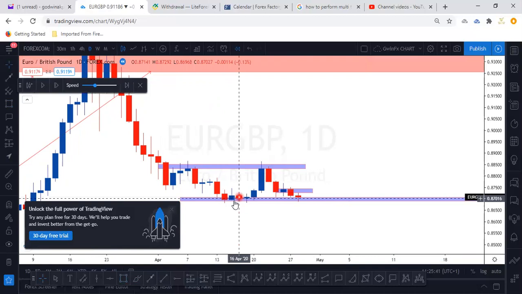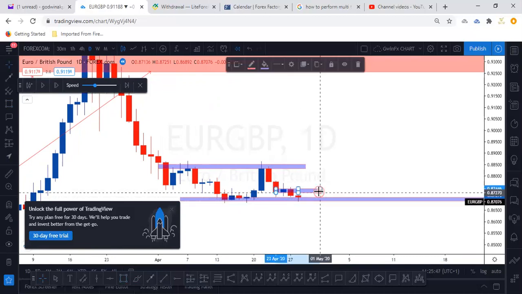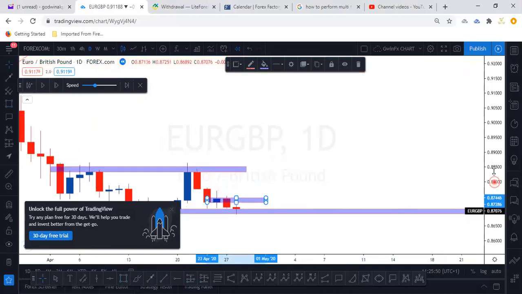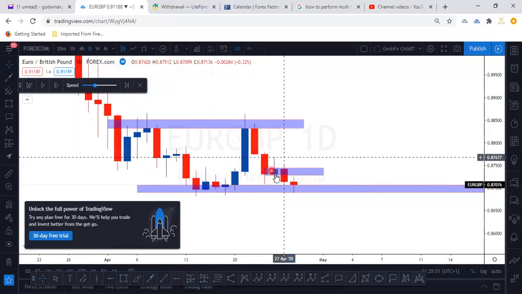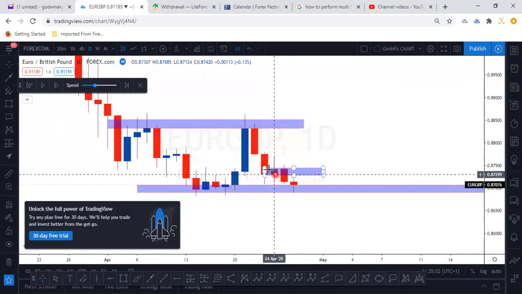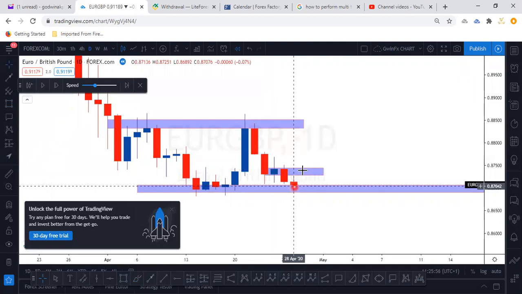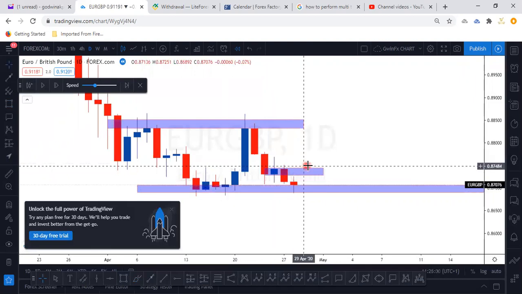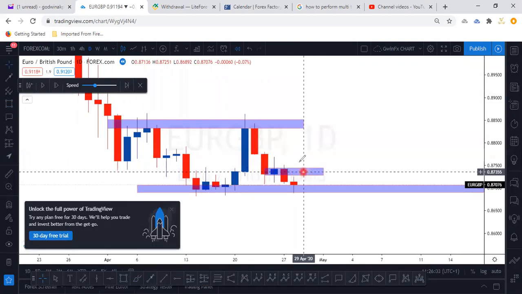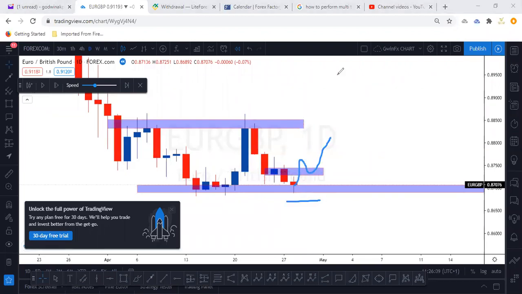So even though I'm here, even though I'm right here on this low, I can open a buy trade because I have a structure down here. So I want to see a break above, after a retest of this huge support, a break above this structure here. All right, and I can go long while my stop loss will be below here. So let's see what happened the next day.